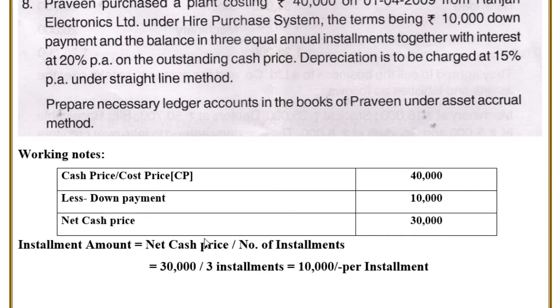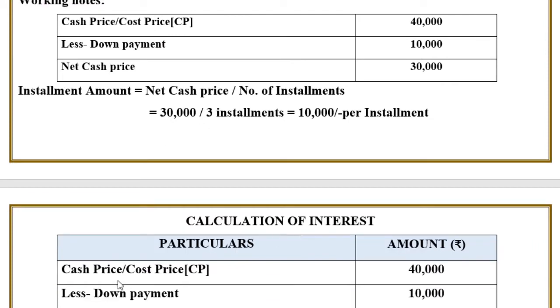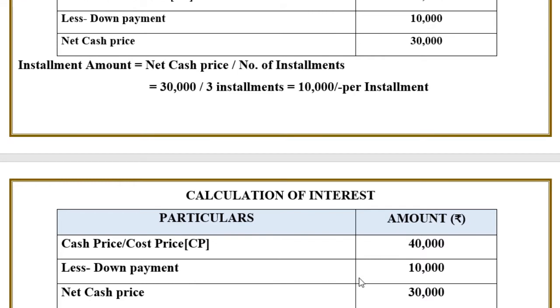Now let us calculate the interest part. For calculation of interest, take just the cash price minus down payment, so the net cash price has come. What does this net cash price mean? Praveen took a loan. This 30,000 rupees means he has taken it as a loan.